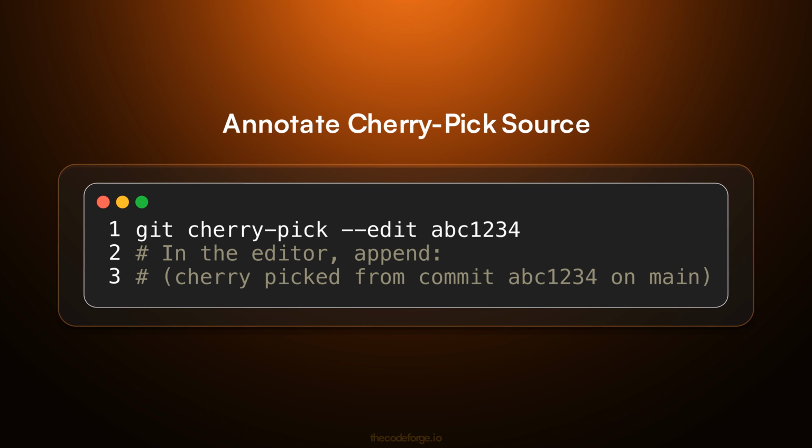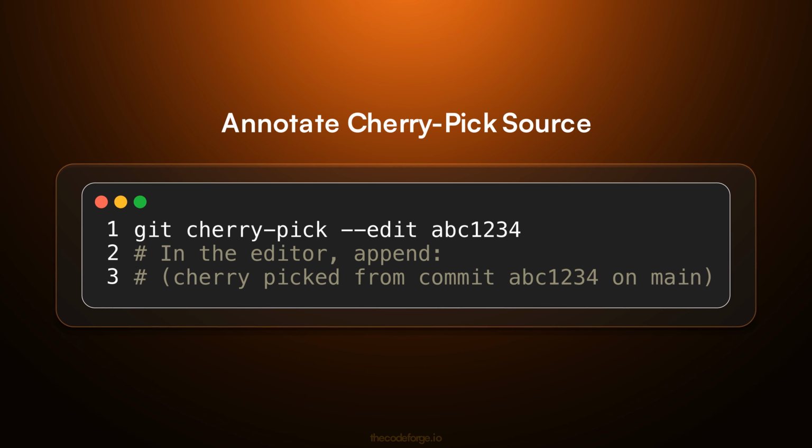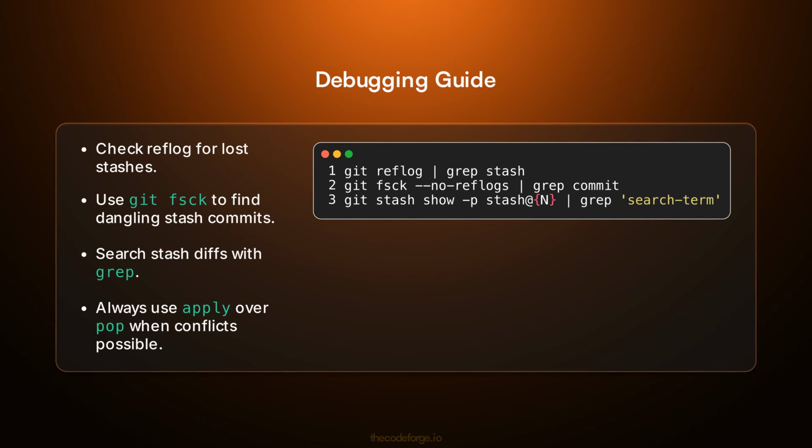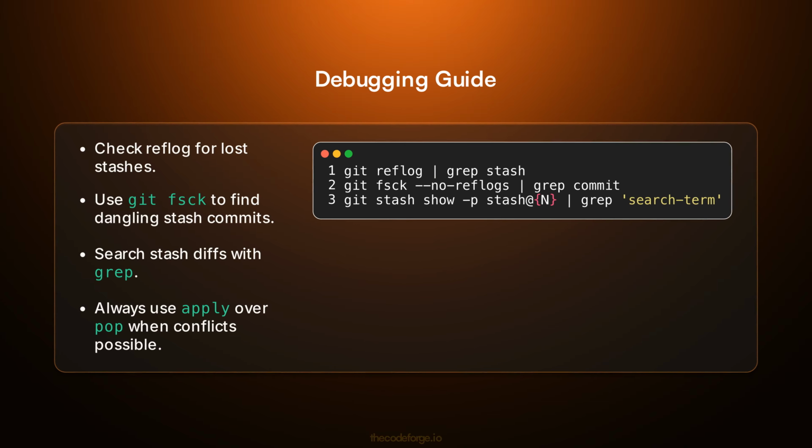Always annotate cherry-picked commits with the source SHA to prevent untraceable duplicate conflicts during future merges. Use -e to append the source commit reference in the commit message. If you lose a stash due to a conflict, check the reflog or use git fsck to find dangling commit objects. To find a specific stash, search its diff with grep. Always use git stash apply instead of pop when conflicts are possible.